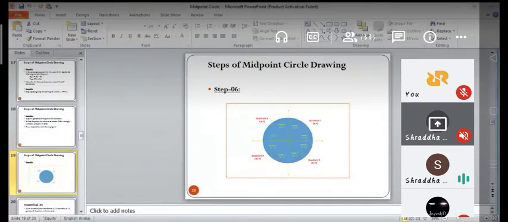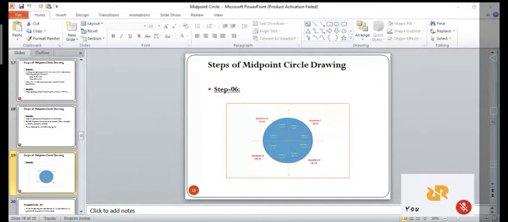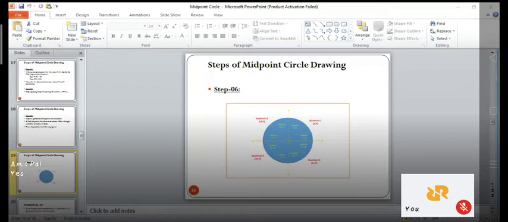Is the screen visible to everyone? Yes, okay.